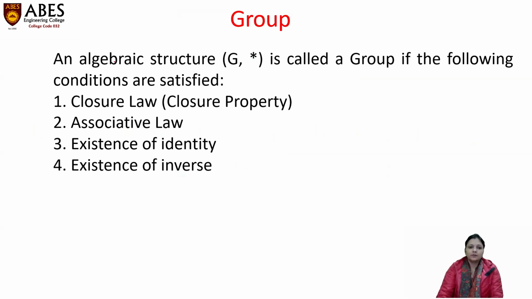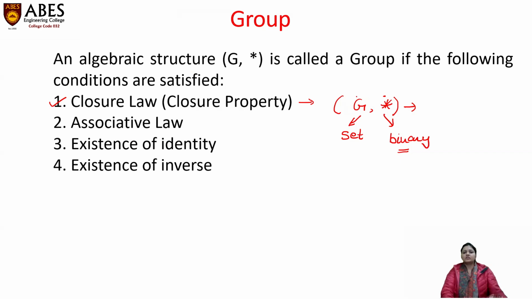The first property is the closure property. The closure property says that, for example, if this is an algebraic structure, it should satisfy the closure property. In an algebraic structure, G is a non-empty set and this is a binary operator. Closure property states that if we apply this binary operator between any two elements of this group, the result should belong to this particular set only. If the result belongs to this particular set, then we say the closure property is satisfied.